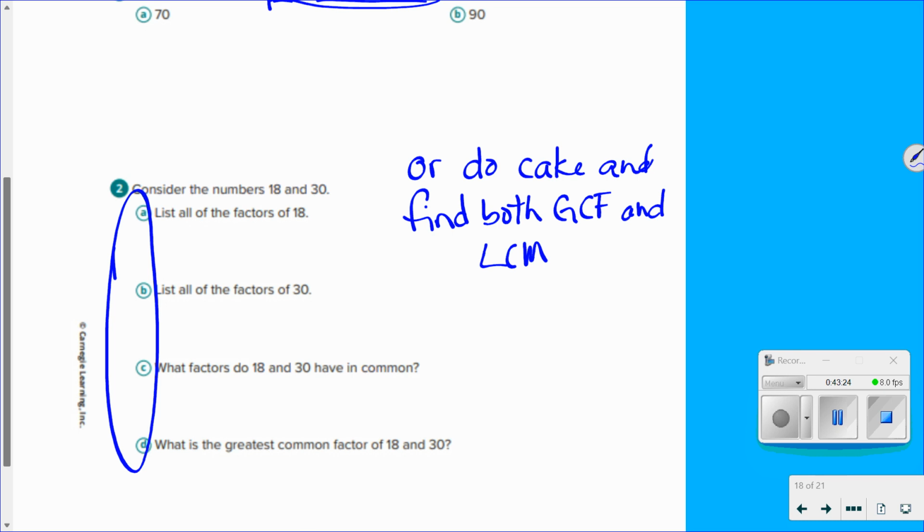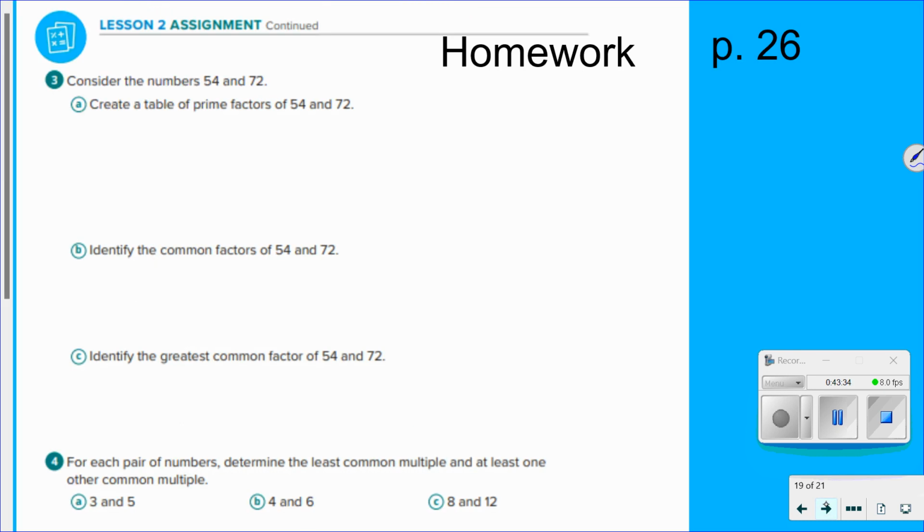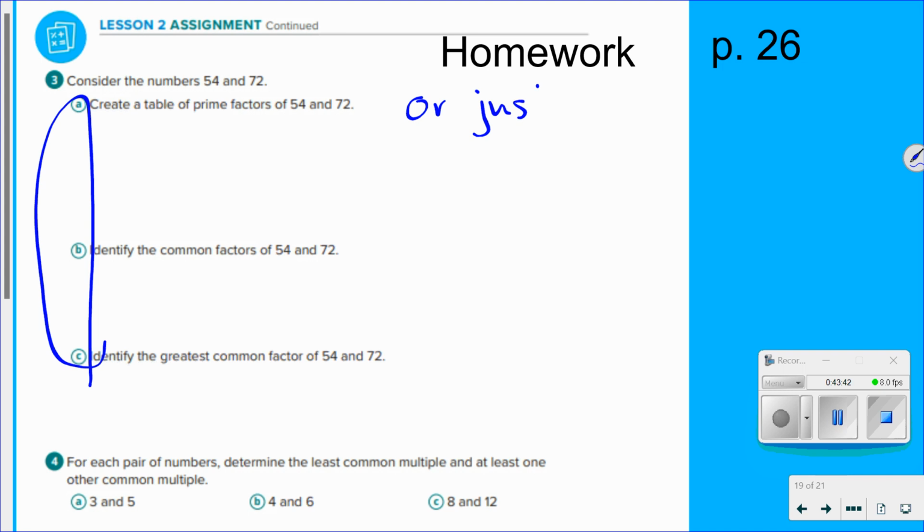So you have an option here. You can do all of this, or you can just do the cake and find GCF and LCM. Go to page 26, and you have that same choice. You can do all of this, or just do cake and find GCF and LCM. Okay?